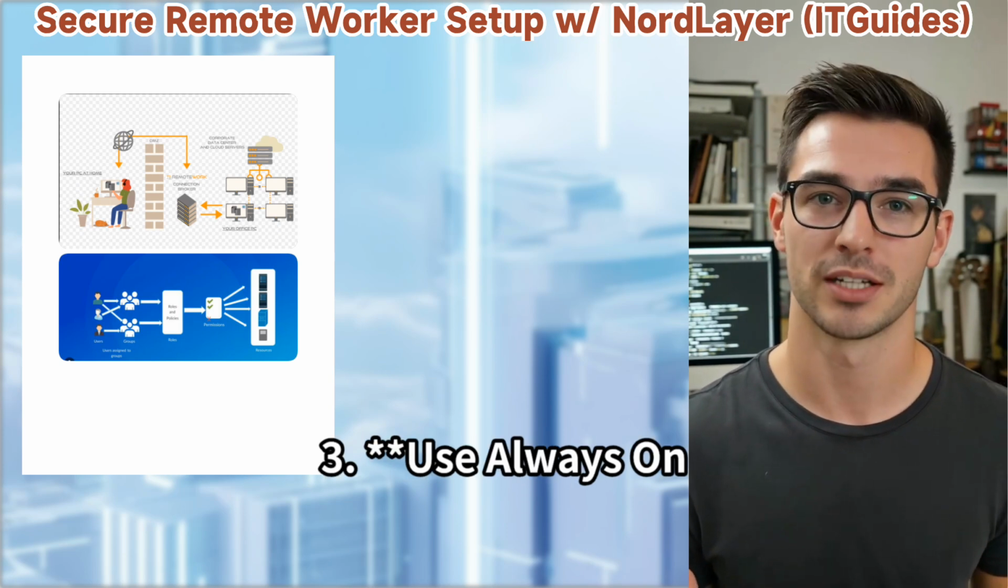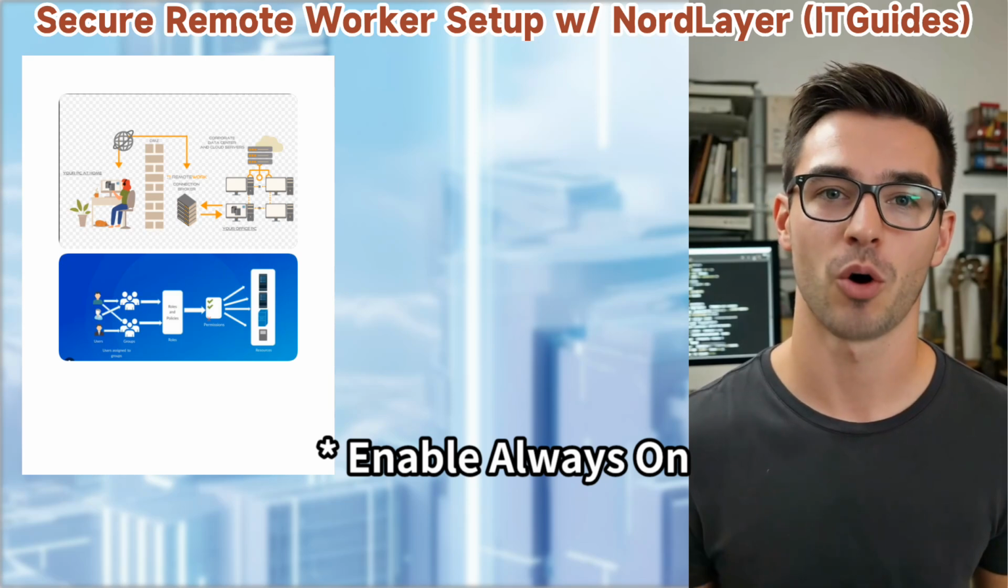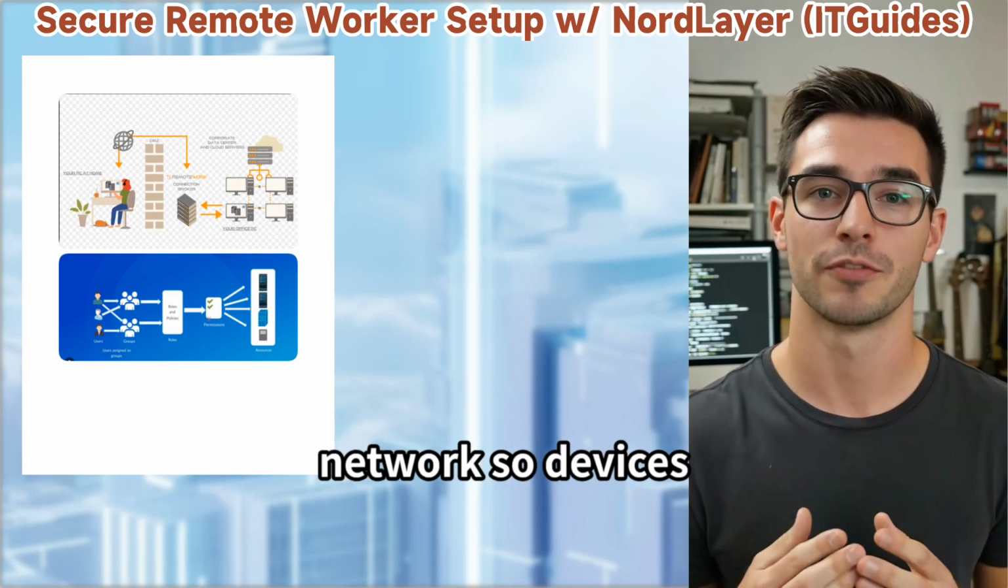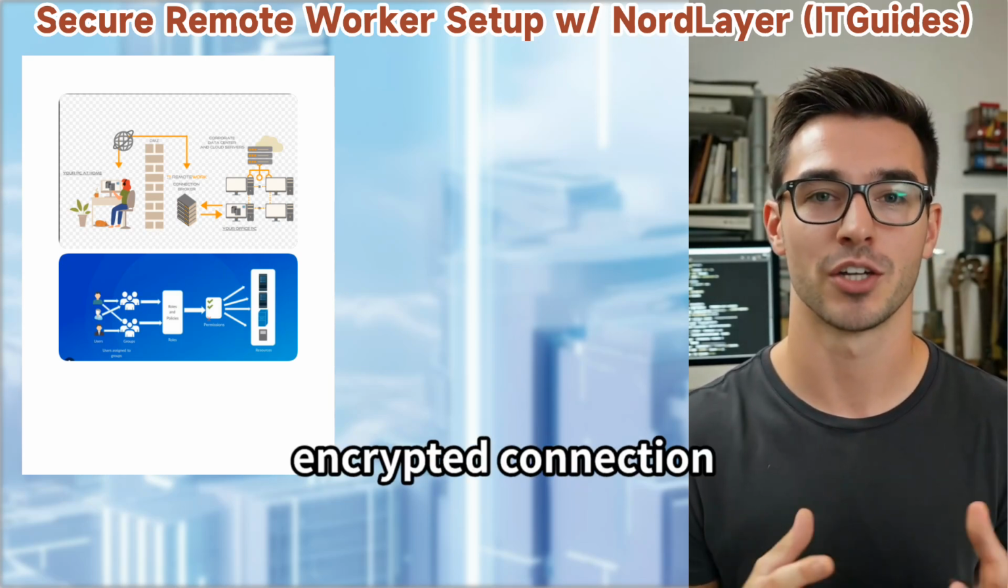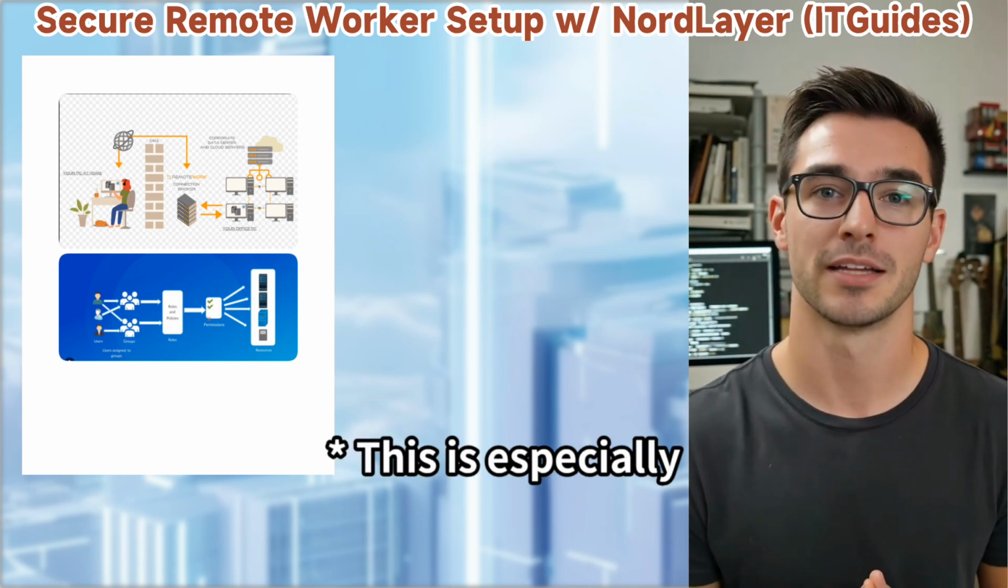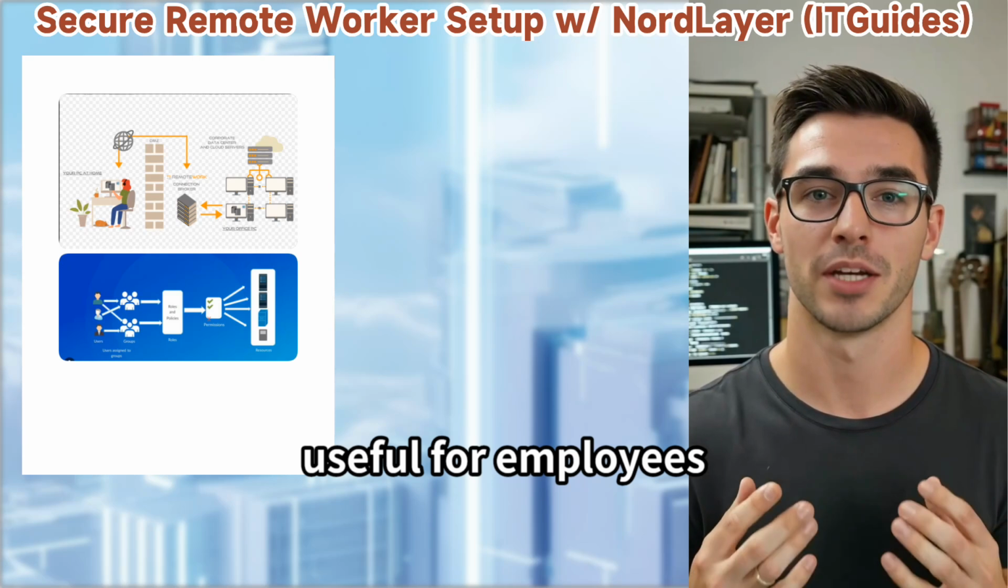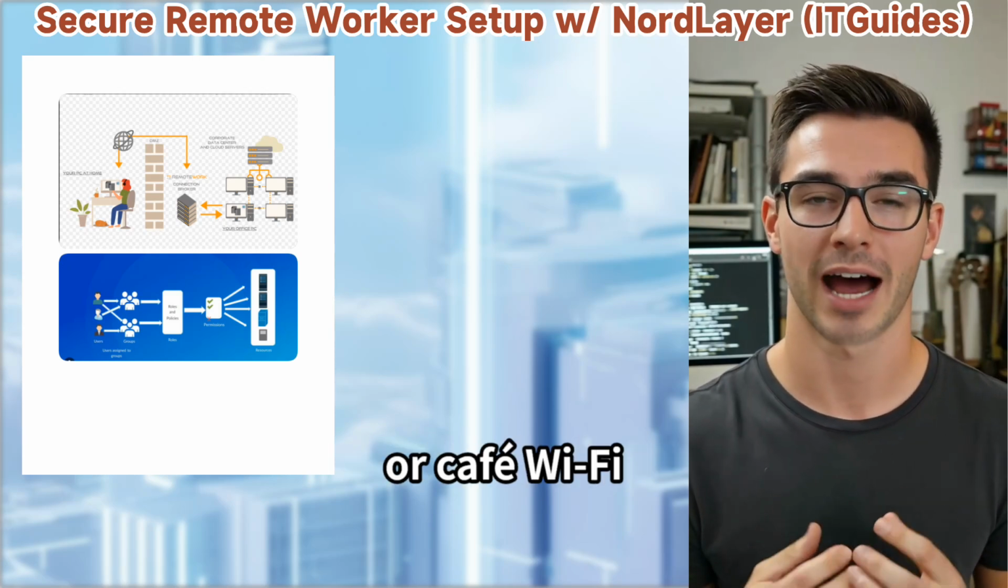3. Use always-on virtual private network. Enable always-on virtual private network so devices automatically establish an encrypted connection whenever they're online. This is especially useful for employees using hotel, airport, or cafe Wi-Fi.